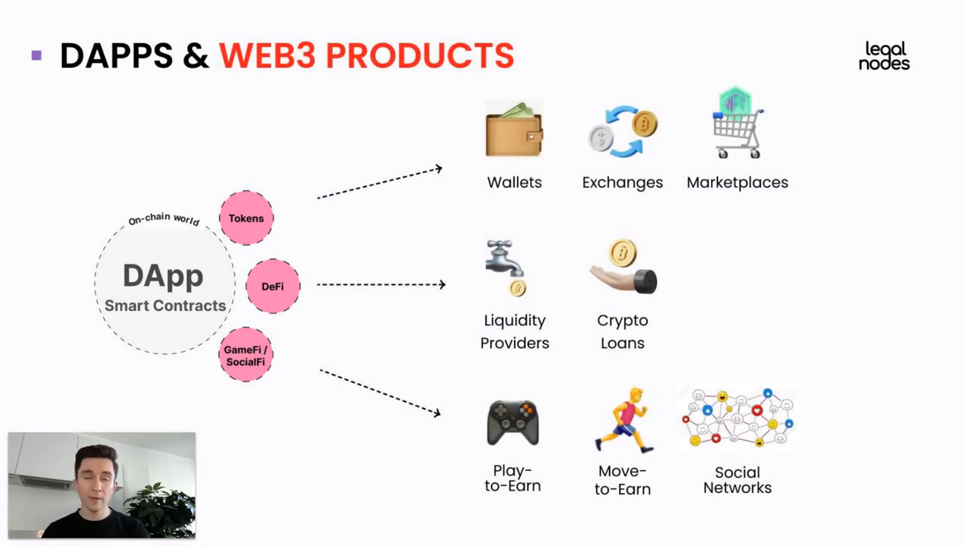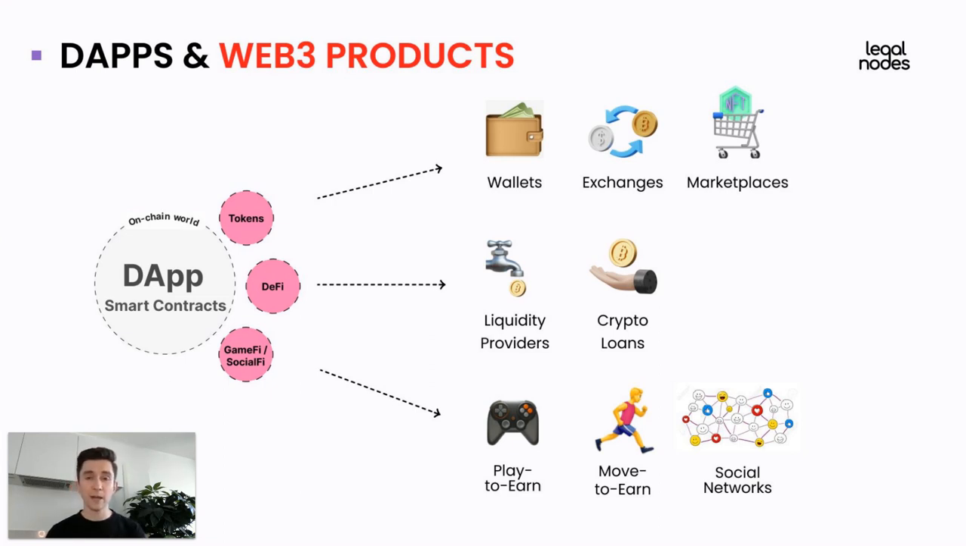But at the same time, we know that there are end users who will need to somehow interact with this on-chain part. And for these purposes, Web3 founders usually think about Web3 products, which will be basically some kind of infrastructure for decentralized on-chain vehicles. Among these Web3 products, we can highlight the crypto exchanges, wallets, and NFT marketplaces. That's basically some kind of infrastructure for the tokens.